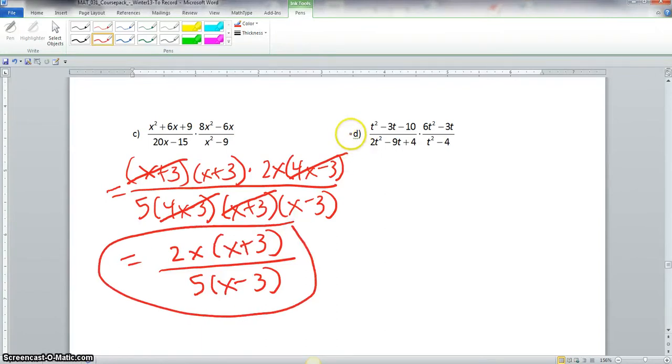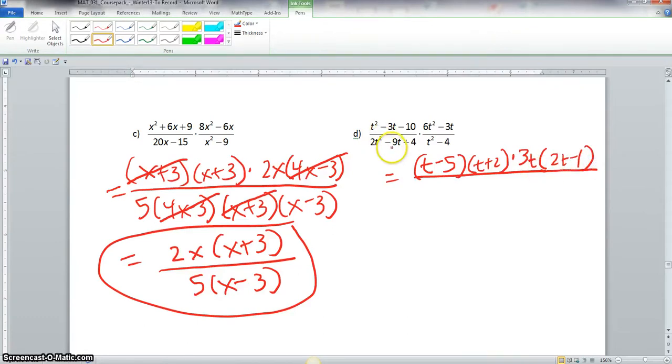Now we go here to d. Now we factor out our numerator for d. T squared minus 3t minus 10 will give us t minus 5 and t plus 2. And then we can factor out a 3t here. So this would be times 3t. And in parentheses, we will have 2t minus 1.